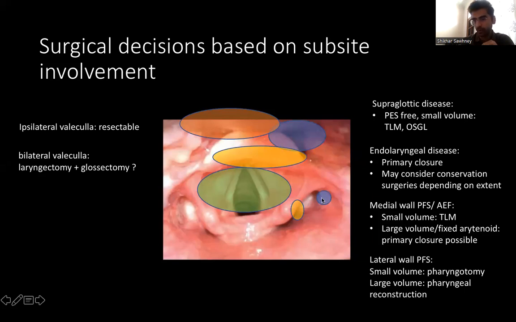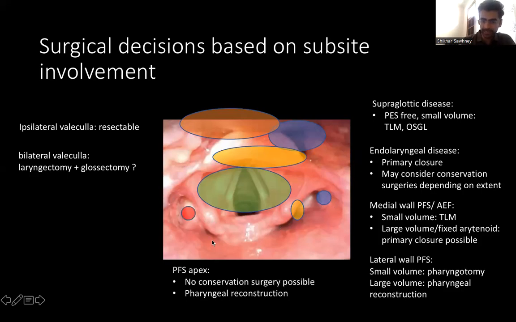However, if the lateral wall of the pyriform sinus is involved, primary closure most of the time would not be possible, and it would need some sort of pharyngeal reconstruction in the form of patch pharyngoplasties. If, however, it is a small volume disease only limited to the lateral wall of the pyriform sinus, it may be amenable to surgical excision by a pharyngotomy approach.